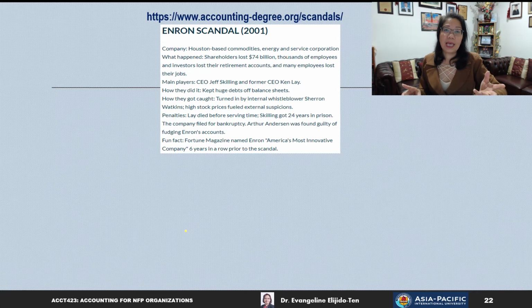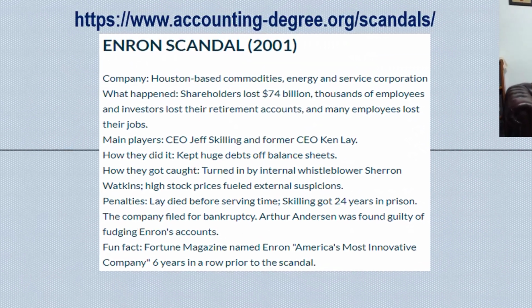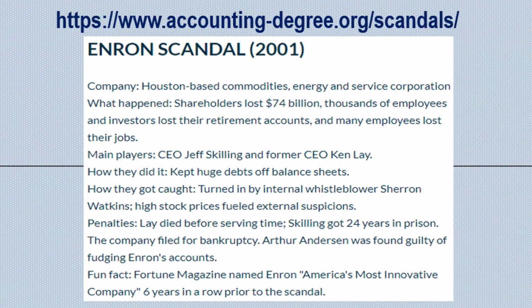So what was the scandal all about? The company Enron is a Houston-based commodities, energy, and service corporation. So what actually happened? Shareholders lost $74 billion, and thousands of employees and investors lost their retirement accounts, and many employees lost their jobs. A lot of these retirement accounts are their pension funds, all right?